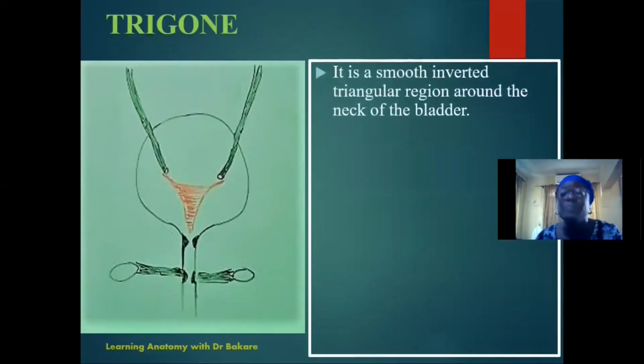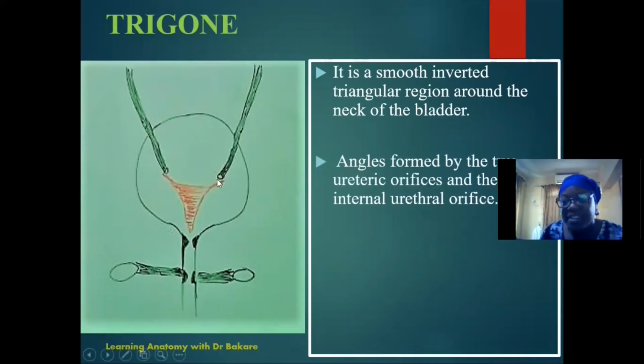The trigone is a smooth inverted triangular space that is seen around the neck of the urinary bladder. And the angles of this triangular space are formed by the three structures that empty urine into the urinary bladder and the one that takes urine out of it. For the two lateral angles, they are formed by the ureteric orifice. The ureteric orifices are the openings on the wall of the urinary bladder formed by the ureters. This is the ureter bringing urine from the kidney, emptying it into the urinary bladder. They form an orifice in the urinary bladder, and this orifice forms one of the lateral angles of the triangular space that is called the trigone.